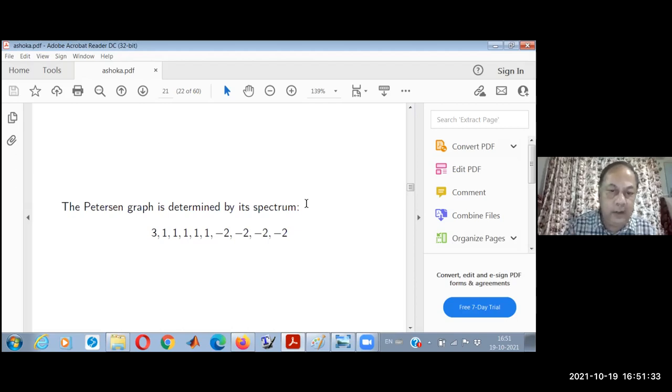So again, you have to use many other results and sort of pin it down, because just knowing the eigenvalues, you cannot immediately say it's a Petersen graph without going through a long argument.